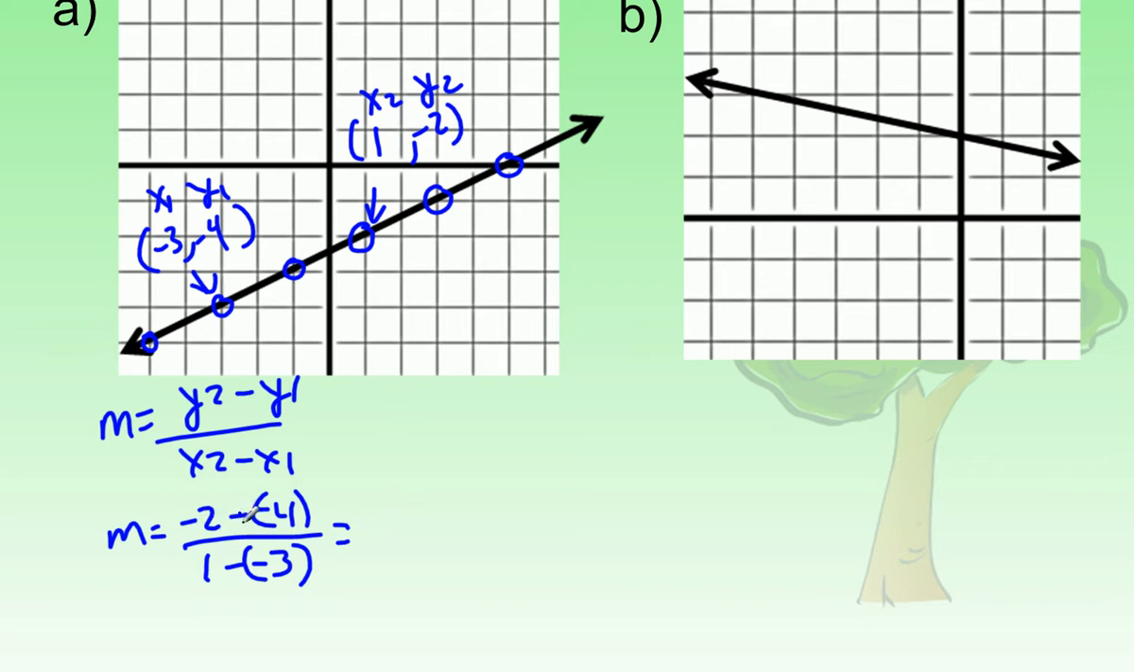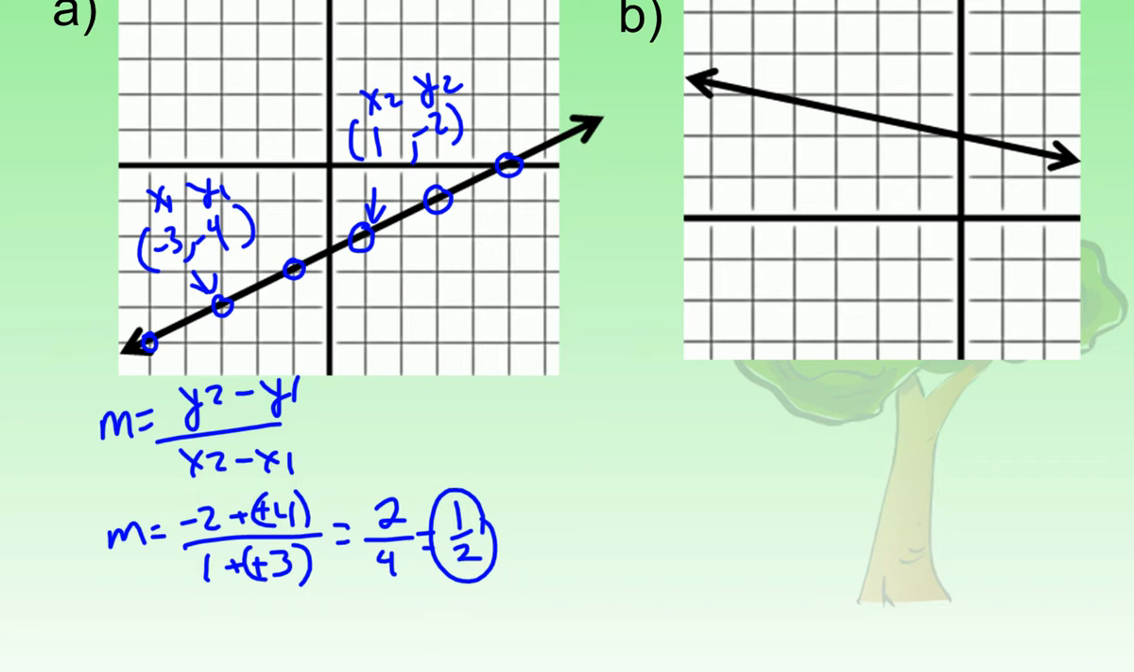And minus a negative becomes a plus. -2 plus 4 is 2. 1 plus 3 is 4. And that simplifies to 1/2. So the slope of this line is 1/2. That is the harder method.